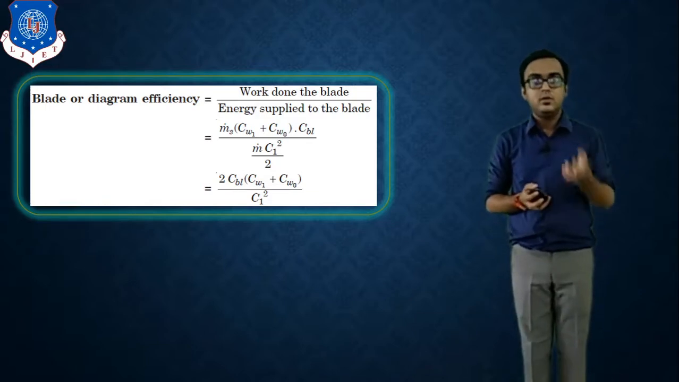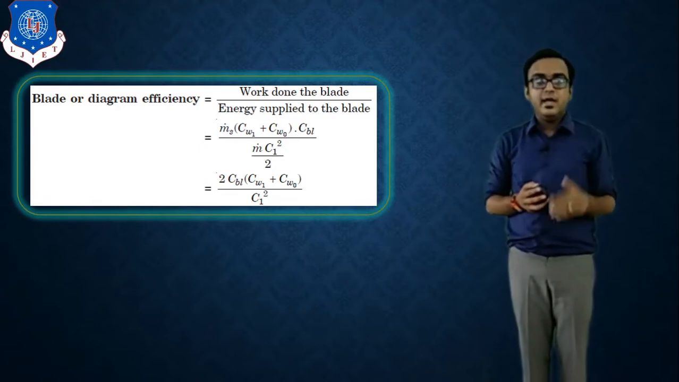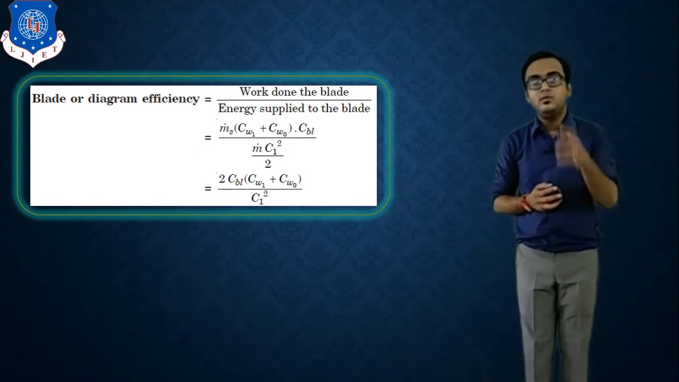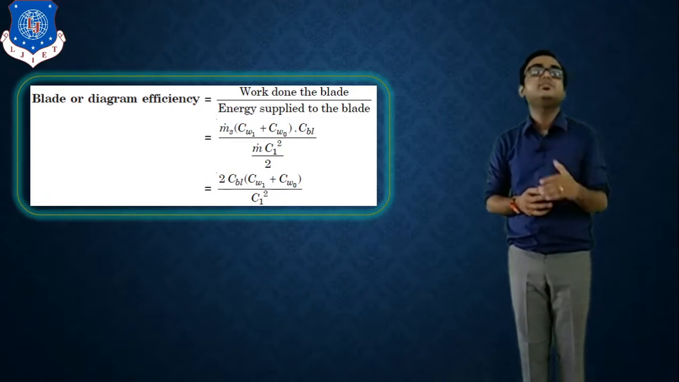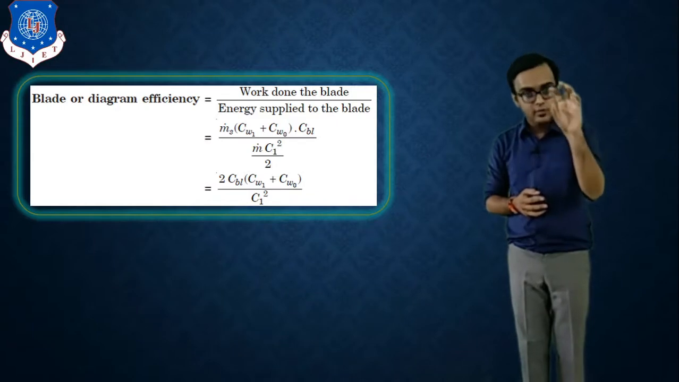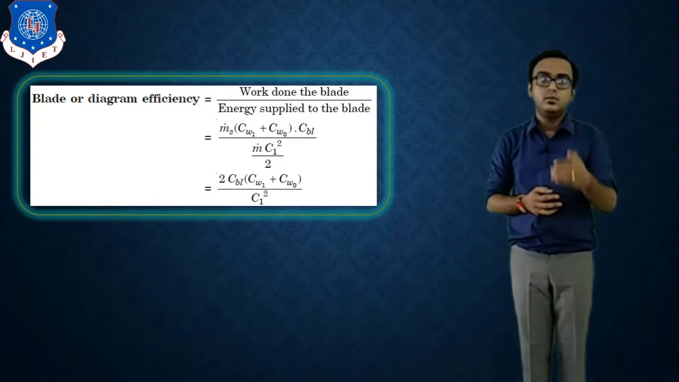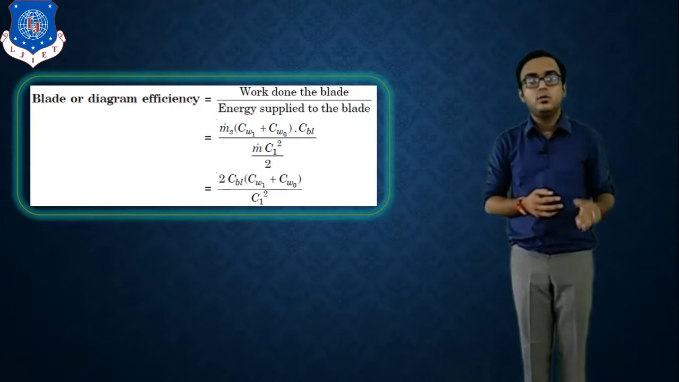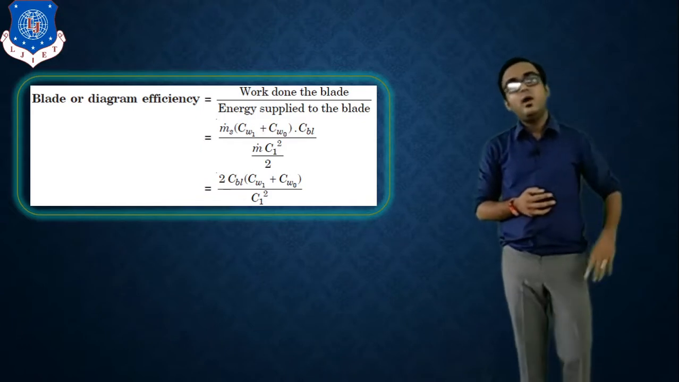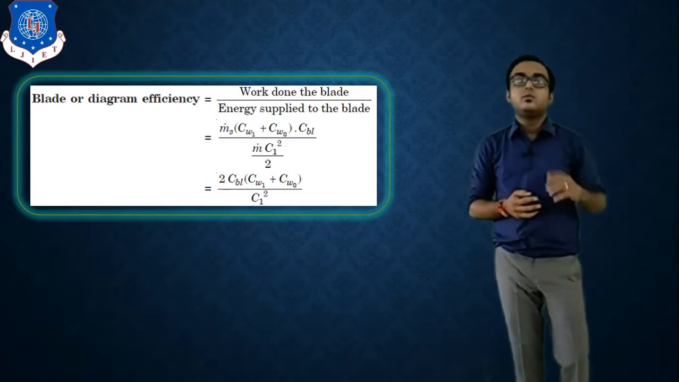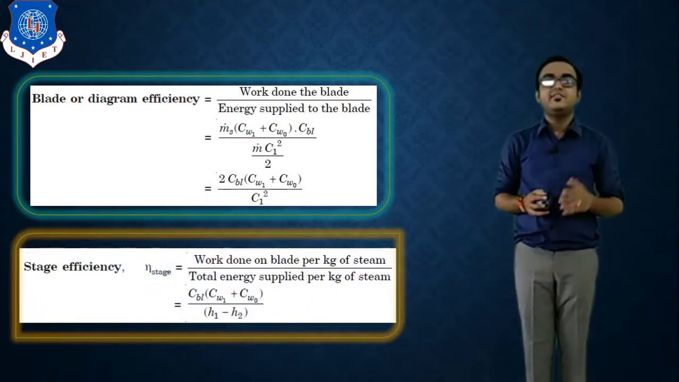Okay, simple. So we have the work done equation, that is ms (Cw1 plus Cwo) multiplied by Cbl, divided by kinetic energy. Kinetic energy is 1 half mass flow rate of steam, that is ms, multiplied by velocity of steam at inlet, that is c1 square. So this equation represents the blade efficiency. Now we have to find the next thing, that is the stage efficiency.